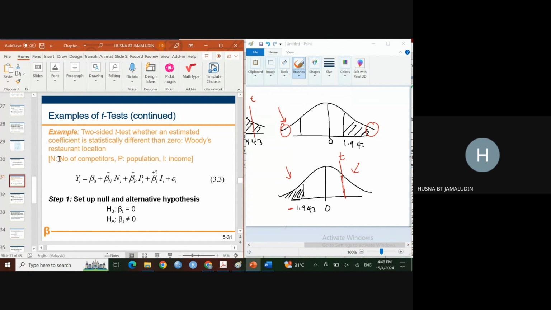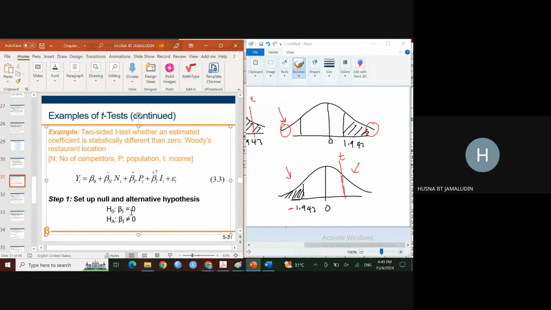Previously, when I looked at this example, I didn't know what this N is, so I put in a footnote: N is the number of competitors, P is population, I is income. But I didn't realize that in the previous example they had already mentioned it. In this example, remember you are testing two-sided tests, whether an estimated coefficient is statistically different from 0. So this is how you write down your hypothesis: HA, beta I, income, not equal to 0; H0, beta I is equal to 0.